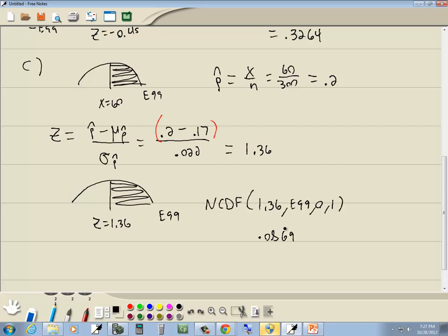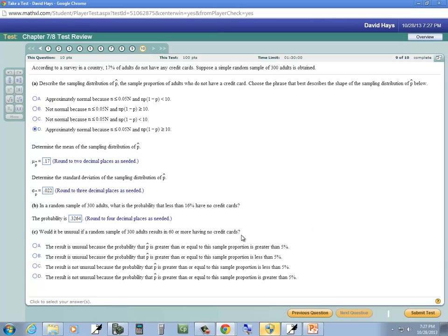It's not less than 5%. So is the result unusual? No. So it's the bottom two. It's not unusual because it's greater than 5%, which is the last one, I guess.